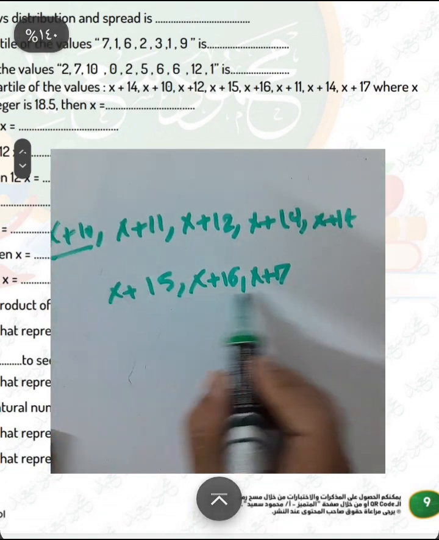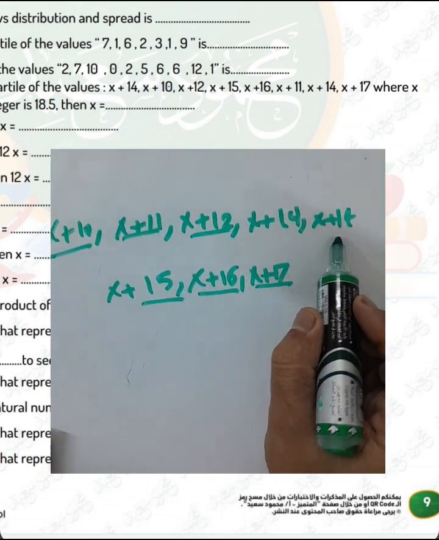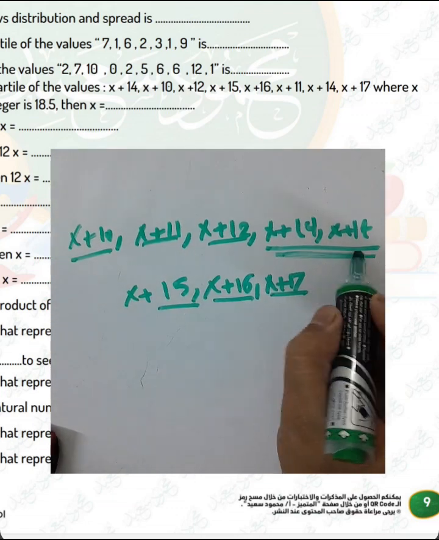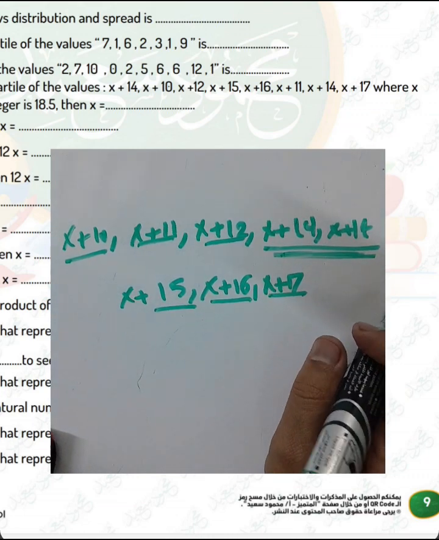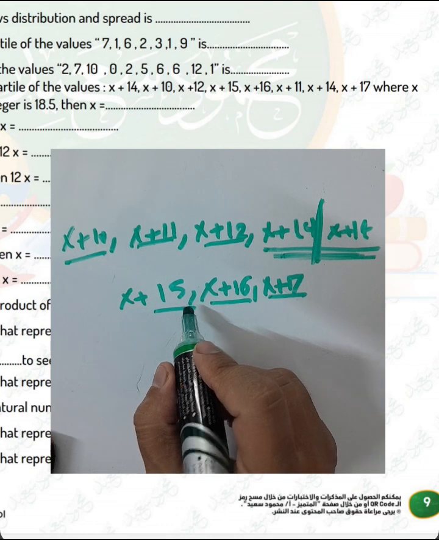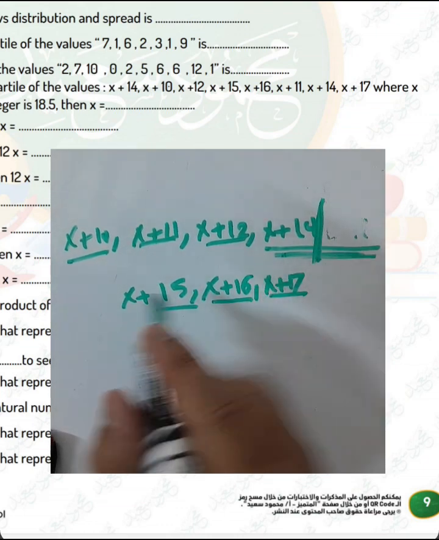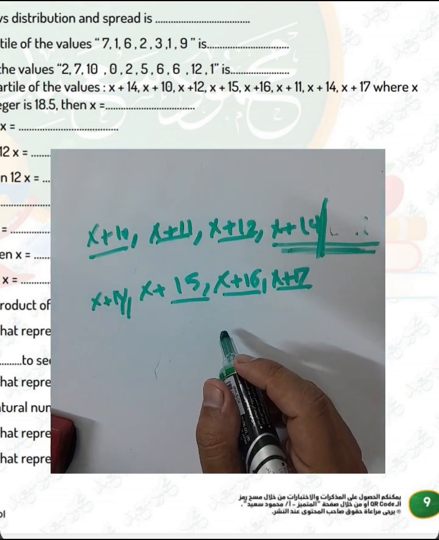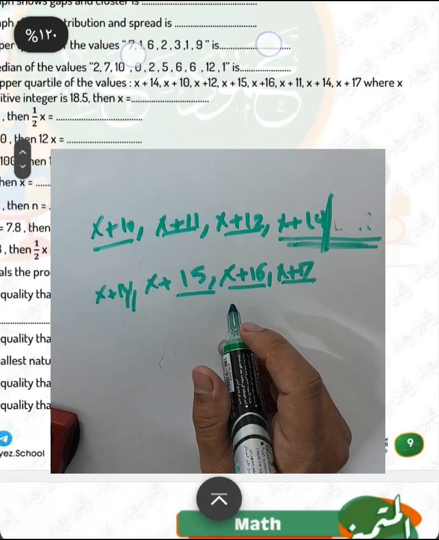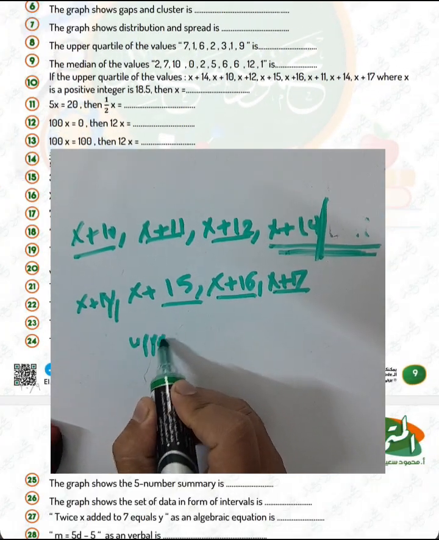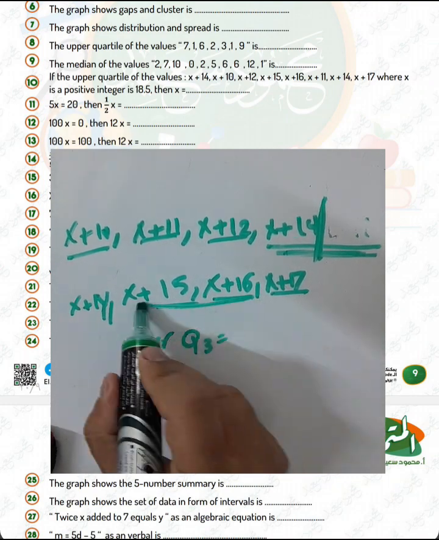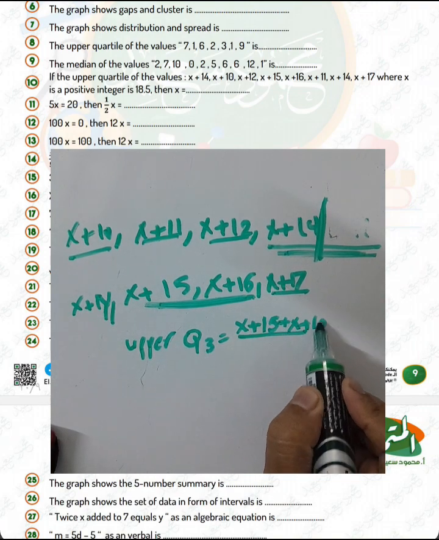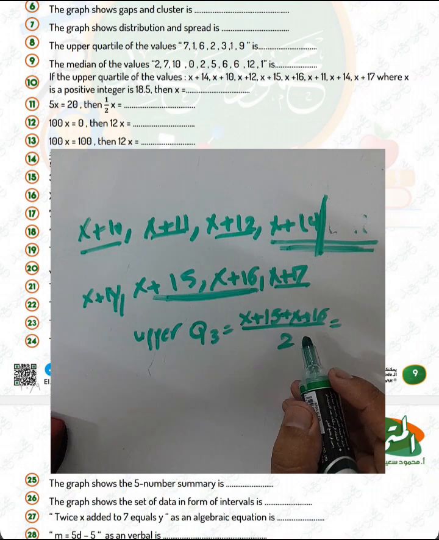Then we can cancel number by number from both sides. Then we have two numbers here in the middle. We call this the median, the sum of two numbers divided by 2. Then we can divide it into two parts here, and choosing x plus 14 here and x plus 15, x plus 16, we can find where the upper quartile is. The upper quartile will be quartile 3. It will be the sum of two numbers divided by 2, right? x plus 15 plus x plus 16 divided by 2. It will be 18.5.